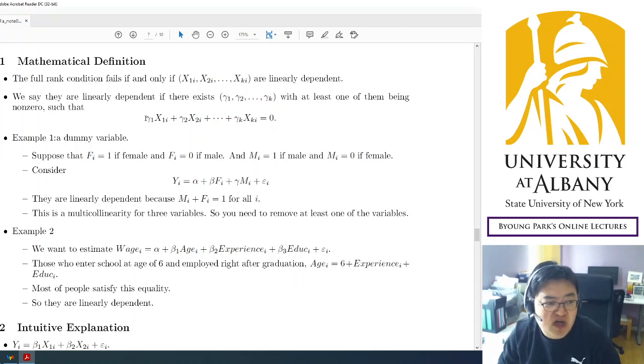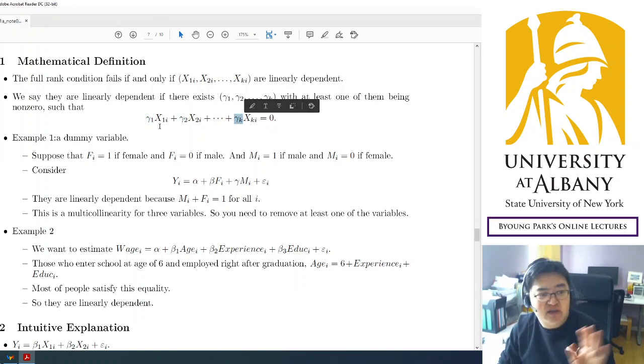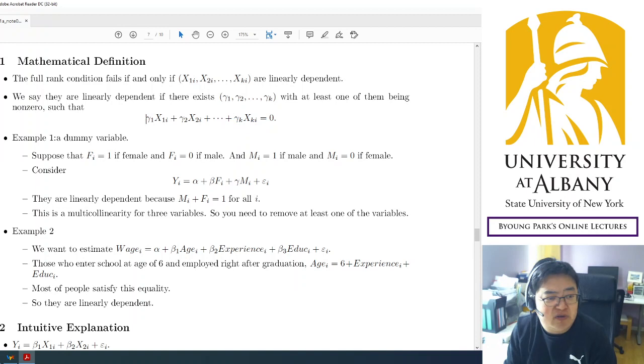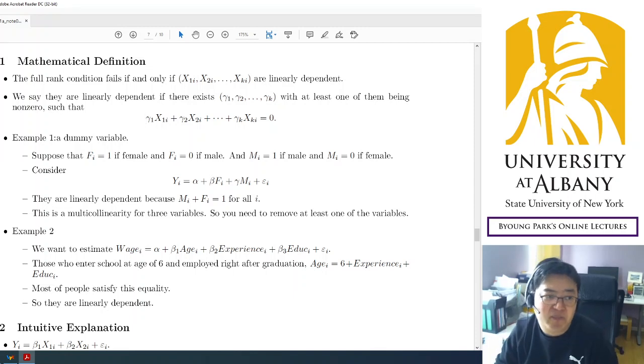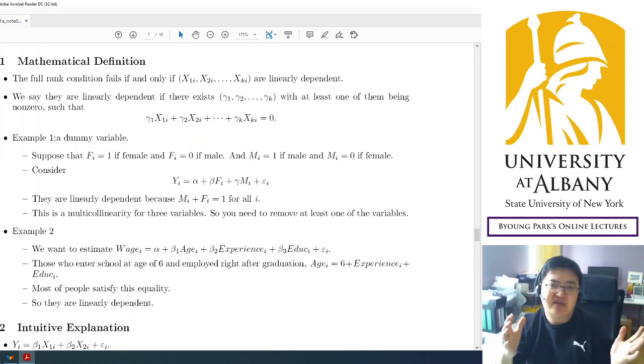Of course, we do not allow everything to be 0. One trivial solution is gamma 1 equals 0, gamma 2 equals 0, up to gamma k equals 0. If every weight equals 0, then this equality will be true trivially. But other than that case, if there exists a non-zero weight that makes the linear combination of those independent variables equal to 0, then you are in a problem. That implies that the full rank condition fails and the matrix is not invertible, or the matrix is singular.